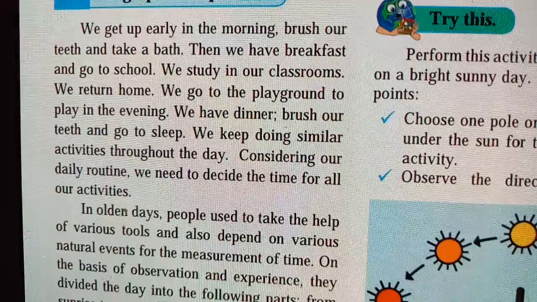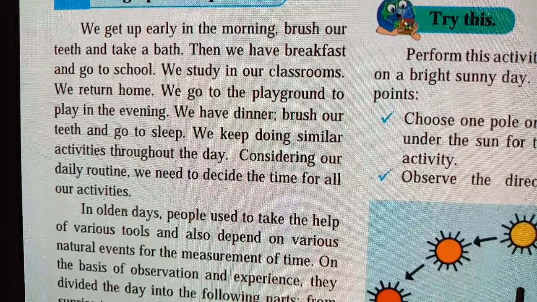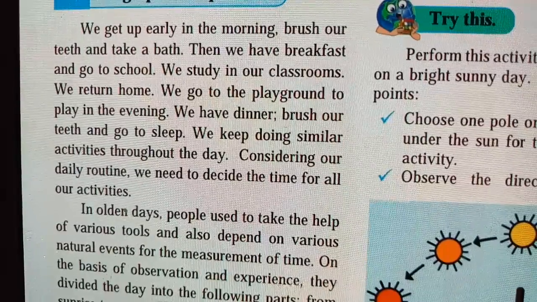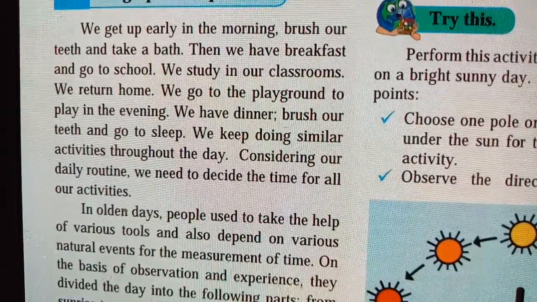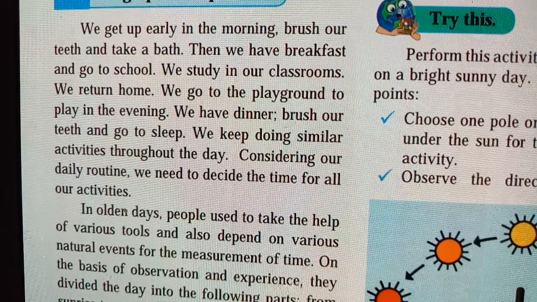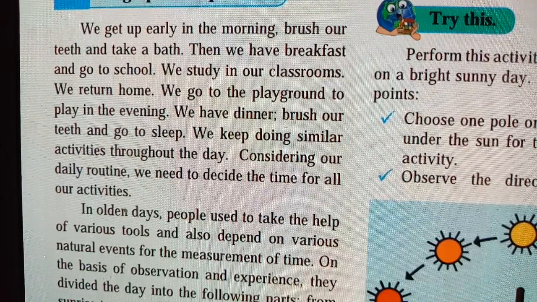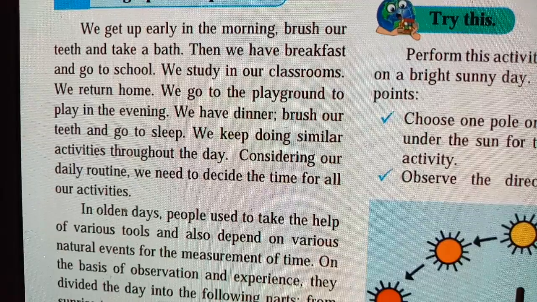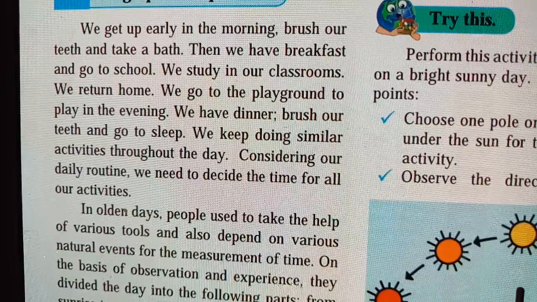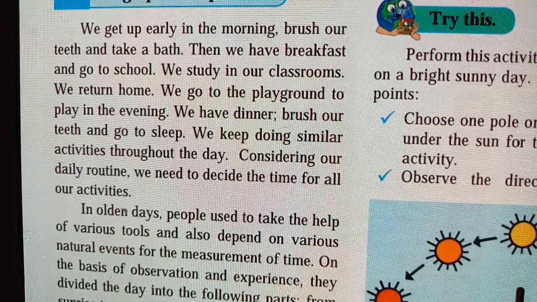Considering our daily routine, we need to decide the time for all our activities. So we also decide the time for our regular activities. Next, in olden days, people used to take the help of various tools and also depend on various natural events for the measurement of time. As you all know, in olden times, people used various tools to measure time. What are the various tools?